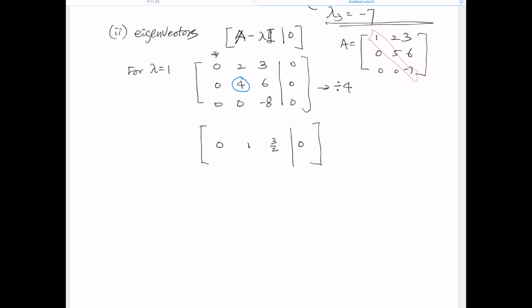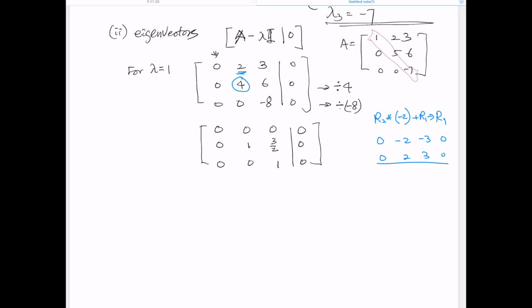Now we need to make this entry 0. So what we need to do is R2 times negative 2, add R1, put it back to R1. 0, negative 2, negative 3, 0. We have 0, 2, 3, 0. That gives us all 0. So now we have 0, 0, 0, 0. And then this row, we're going to divide everything by negative 8: 0, 0, 1, 0.